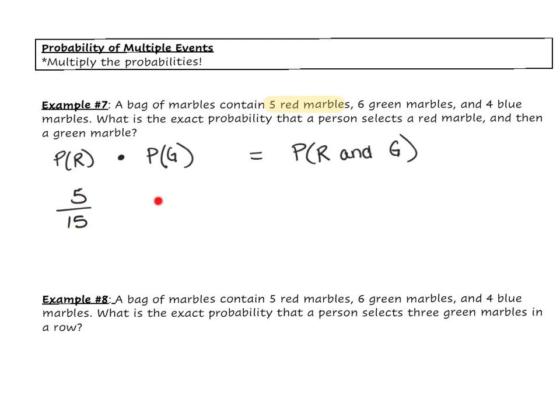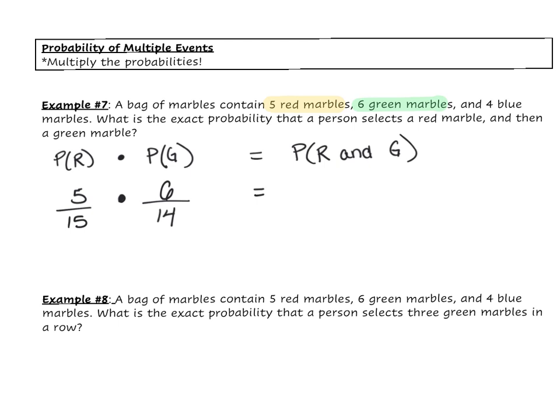Then my next draw, I want it to be green. Well, if I've already taken out a red, shouldn't I only have 14 marbles left for my total? And then how many greens do I have? I have 6 green marbles, so the probability of getting green will be 6 out of 14. And then all you have to do is multiply these two together.